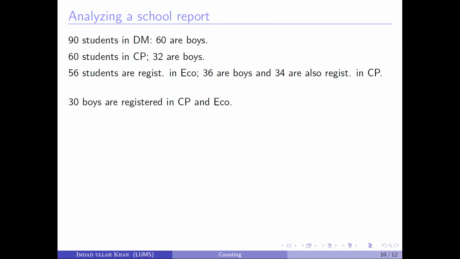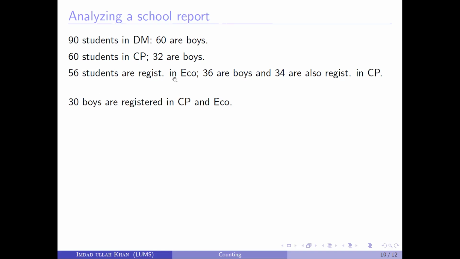So 90 students in discrete math are enrolled. So the total entire population of the school is 90, and all of them are enrolled in discrete math. 60 out of them are boys. 60 students out of those 90 students are also enrolled in computer programming. From the computer programming pool, 32 are boys.